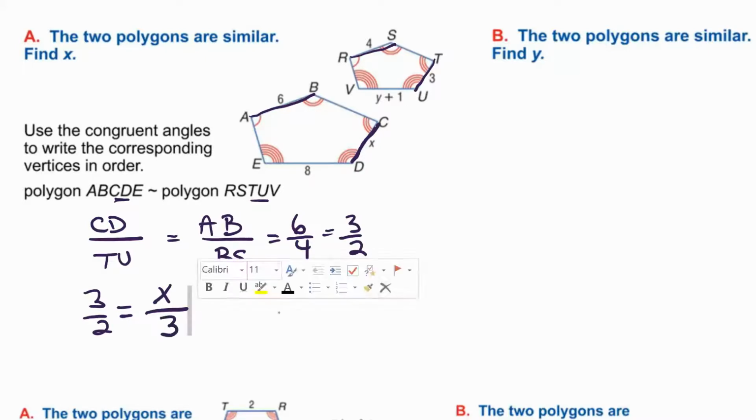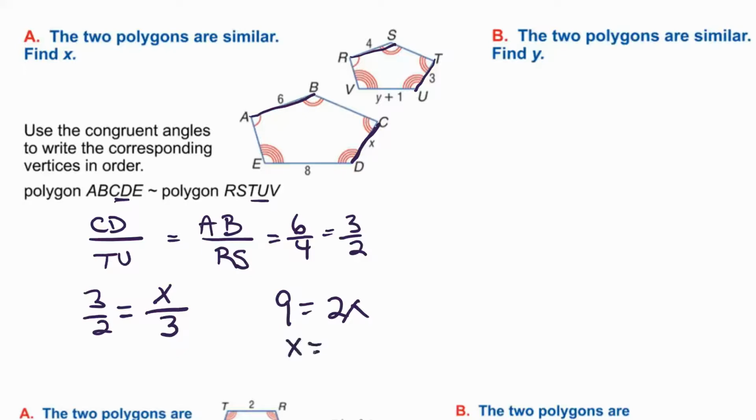Now we cross multiply to solve. So 9 equals 2X. And X would equal 9 over 2, which equals 4.5.